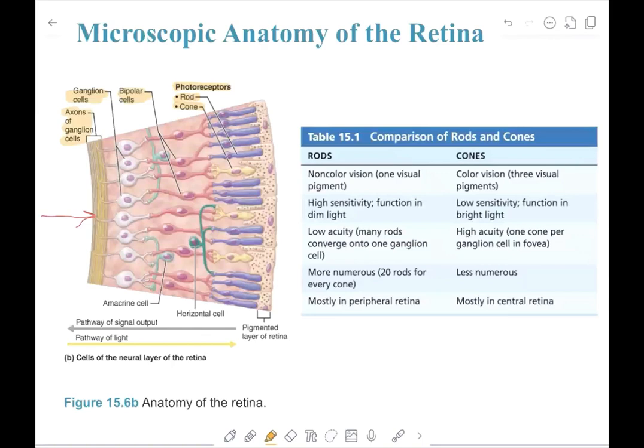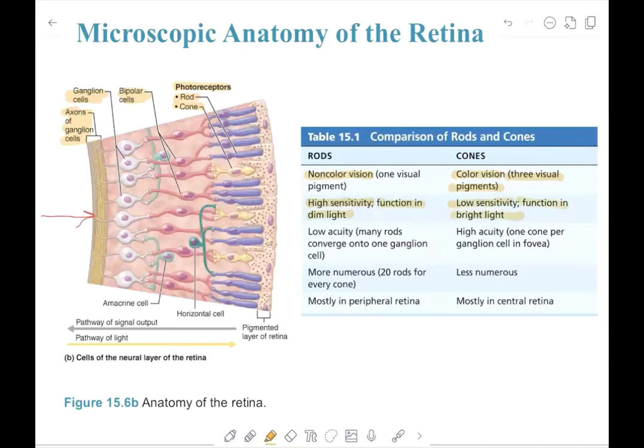Rods are for non-color vision. Cones are for color vision. And there's three visual pigments specifically for color vision. The rods function in a high sensitivity environment, so they function in dim light. So it's what allows you to see images at night. Whereas cones function in low sensitivity and function in bright light.